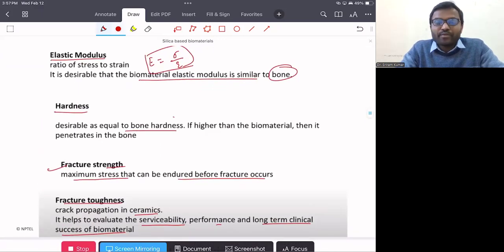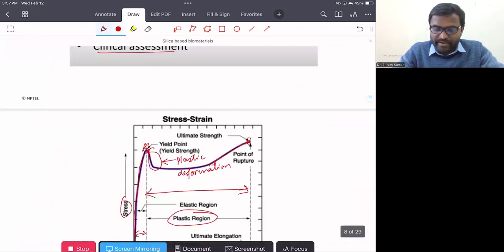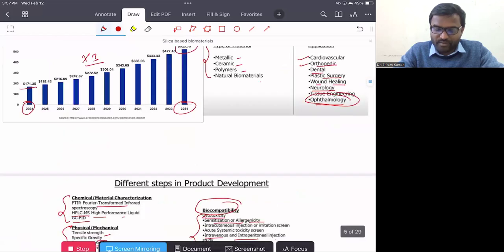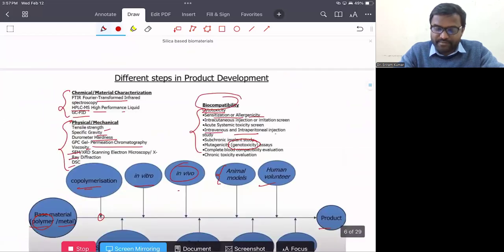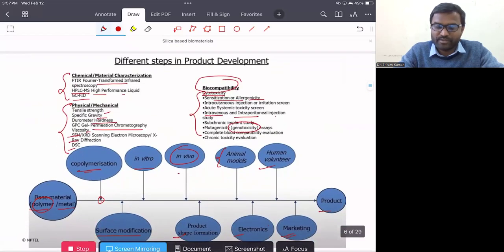So till now, we understand what biomaterials are. And if you want to develop biomaterials, we need certain parameters, certain requirements, in terms of physical requirements, the mechanical properties of the materials. And we understand the chemical properties of the materials, then biocompatibility and biofunctionality of the materials. We understand the market size of these biomaterials, and we also understand the steps for the development of these biomaterials.